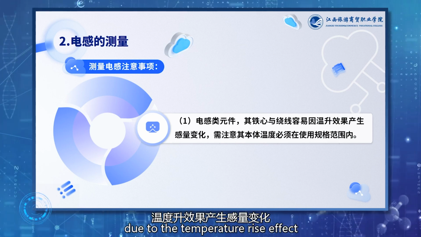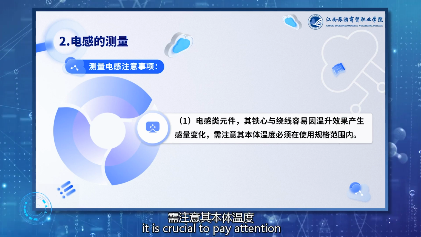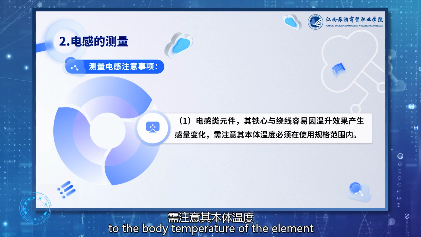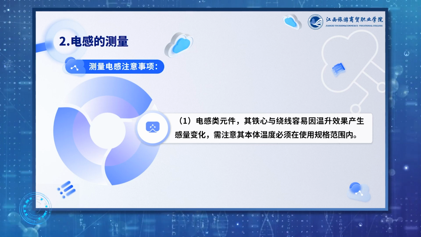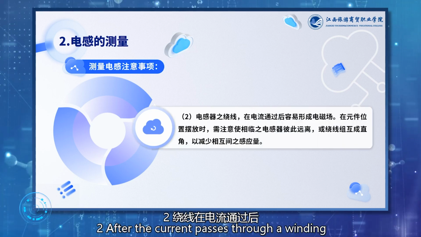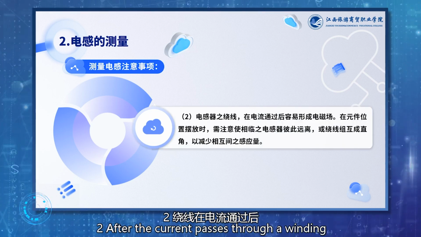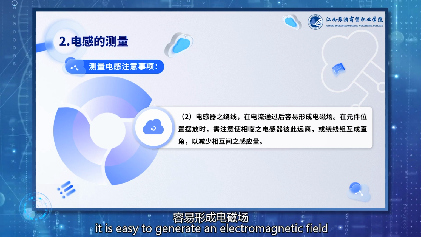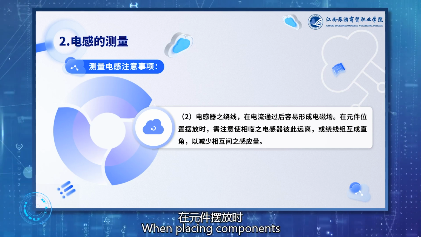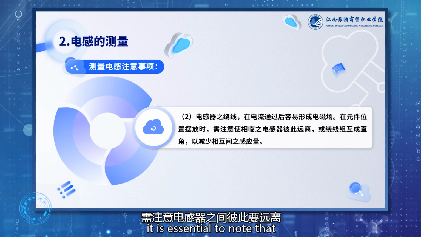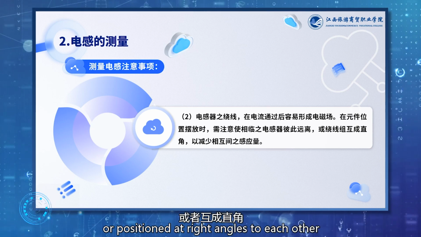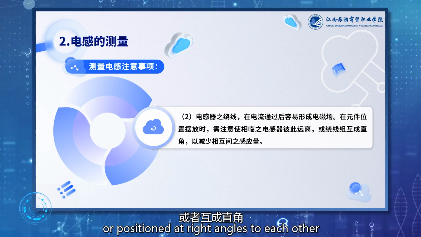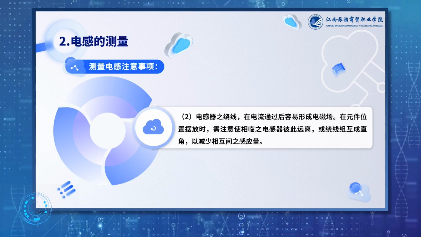Due to the temperature rise effect, it is crucial to pay attention to the body temperature of the element and ensure it falls within the specified operating range. 2. After the current passes through a winding, it is easy to generate an electromagnetic field. When placing components, it is essential to note that inductors should be far away from each other or positioned at right angles to each other to reduce mutual inductance.